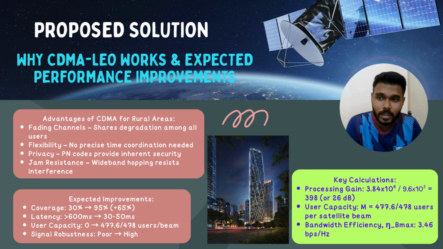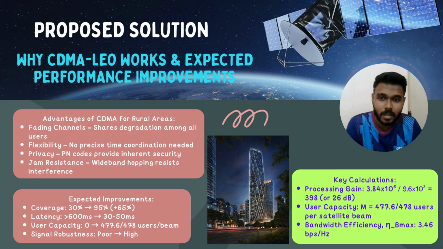Now, looking at our key calculations, the processing gain is 398 or 26 decibels, which allows weak signals to be detected even below the noise floor. Using the CDMA capacity formula, our system can support approximately 477.6 or 478 users per satellite beam. Additionally, the bandwidth efficiency is 3.46 bits per second per hertz, calculated using Shannon theorem with an assumed bandwidth of 200 kHz and signal to noise ratio of 10 decibels.